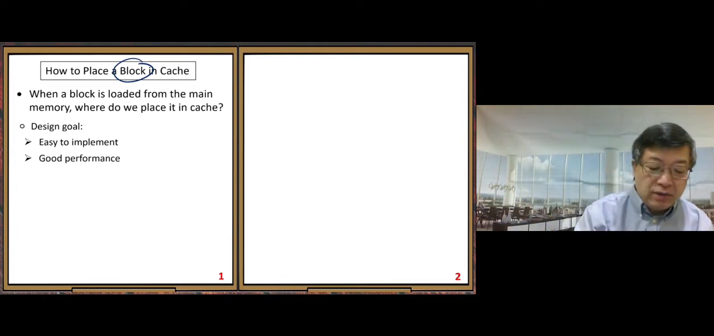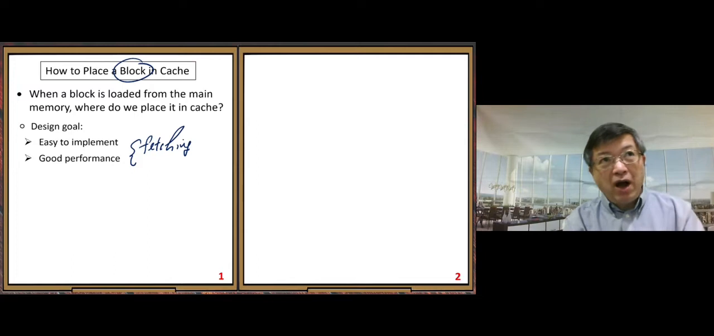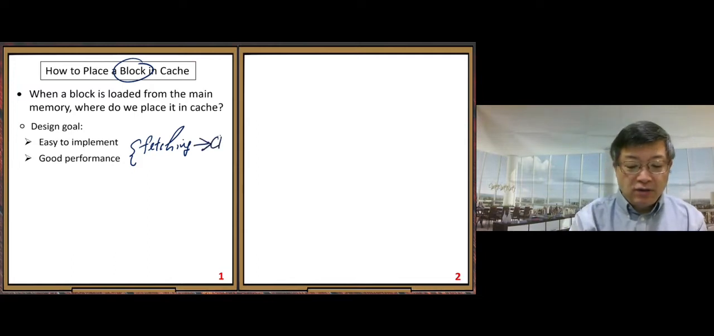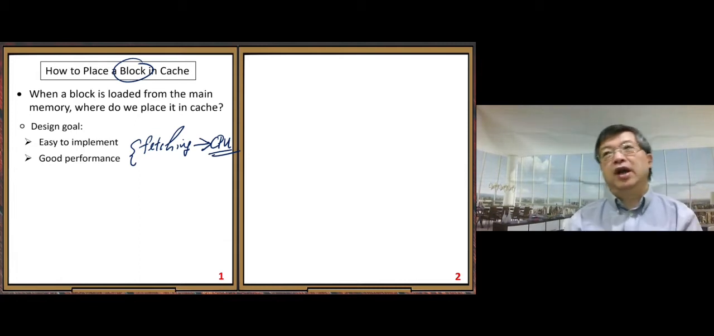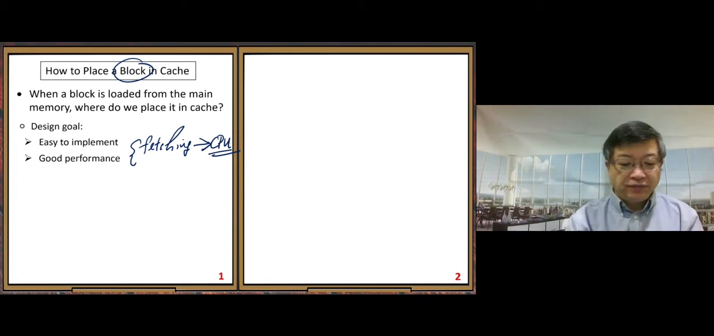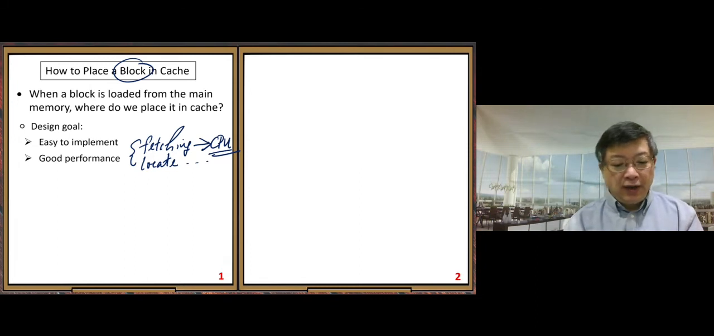This performance includes fetching, because later you need to fetch that block and send it to the CPU. That part you also need to consider. So, locating and fetching.